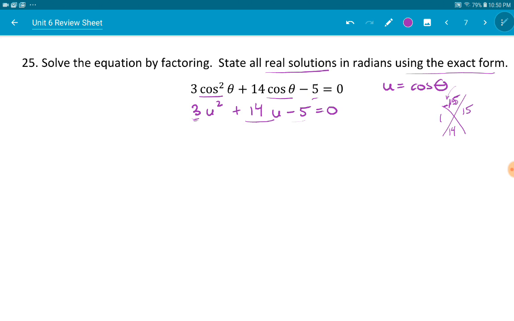So that one is 15 and 1. I want a positive 14, so the smaller number gets the negative. So I'm going to replace this 14u with negative 1u and positive 15u. So that is a perfect replacement. And then just copy down the rest of minus 5 and 3u squared equals 0.